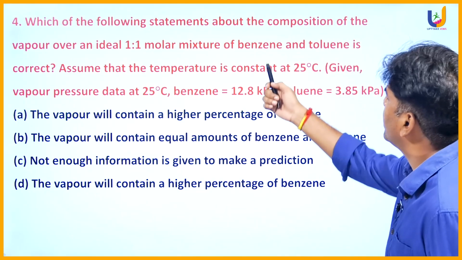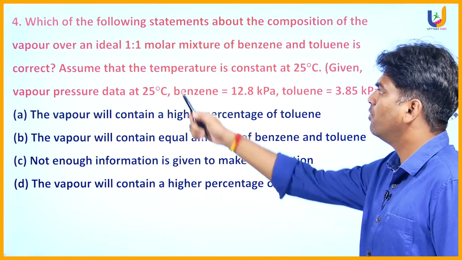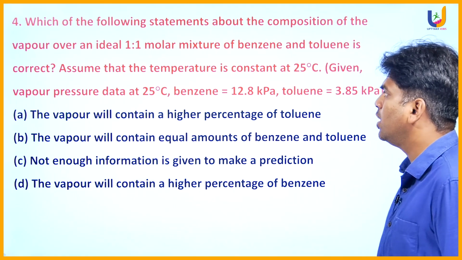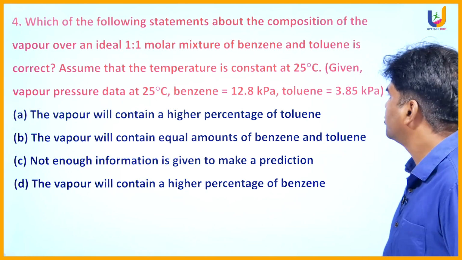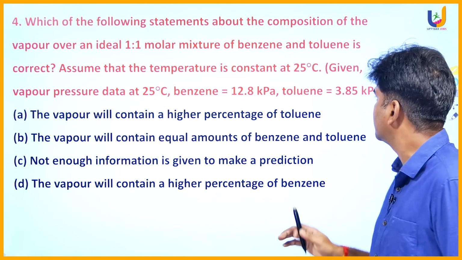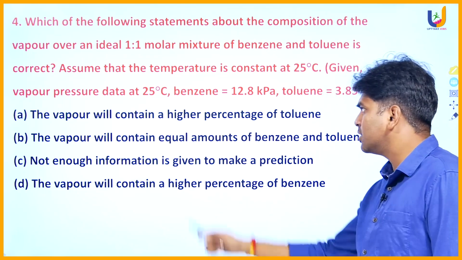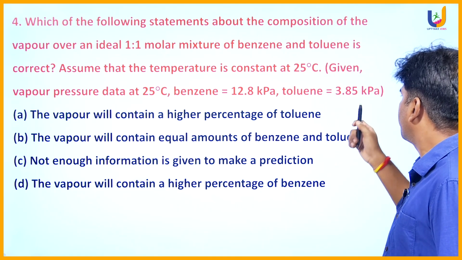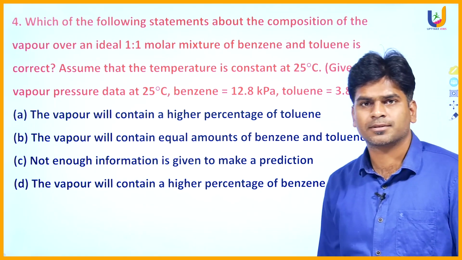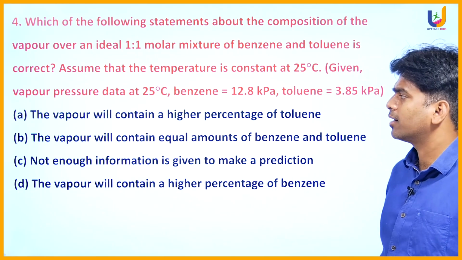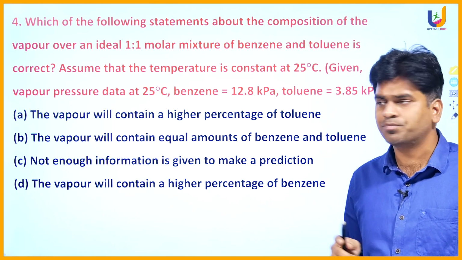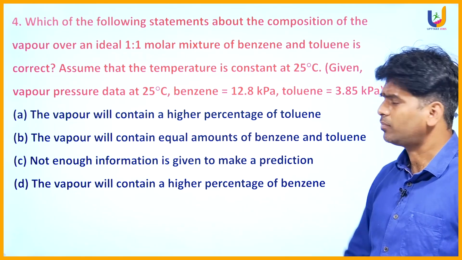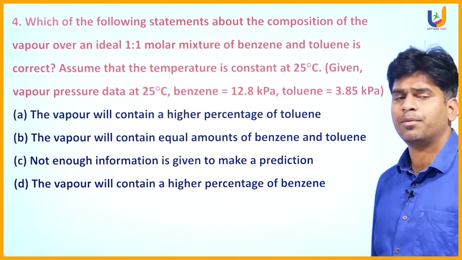Which of the following statements about the composition of vapor over an ideal 1:1 molar mixture of benzene and toluene is correct? Assume that the temperature is constant at 25 degrees Celsius. Given vapor pressure data at 25 degrees: benzene is 12.8 kilopascals, toluene vapor pressure is 3.85 kilopascals. So now, what is the correct option? First of all you have to know benzene and toluene vapor pressures, 12.8 and 3.85.